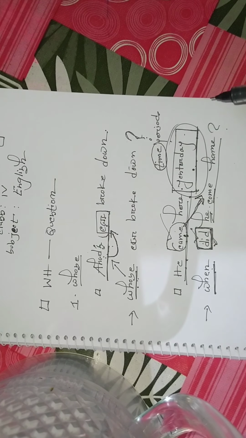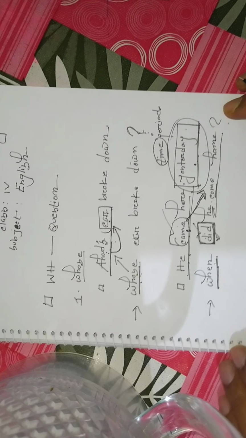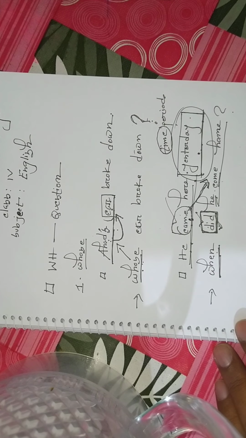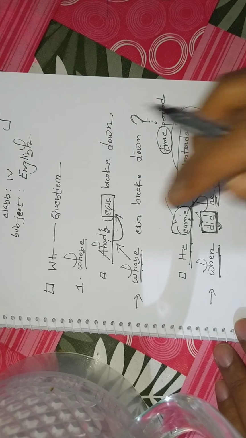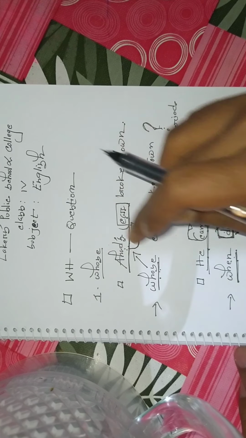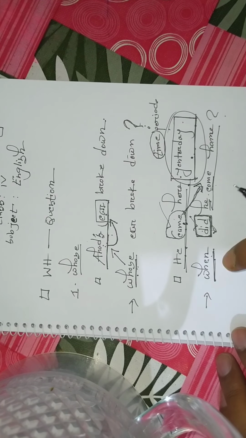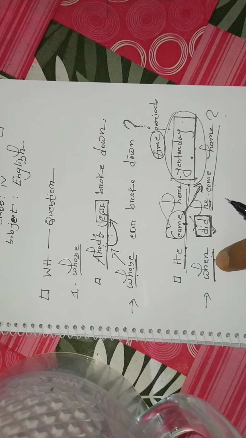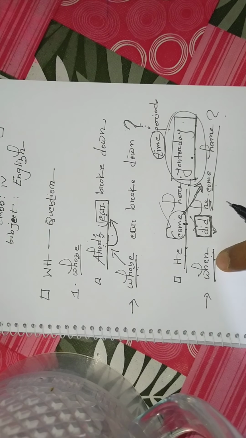Okay, so you have well understood what I wanted to say in this point. We have finished two points here. The first one is "whose". We used "whose" to make a question here, and the second one is "when". So you have well understood what I told you in today's class.